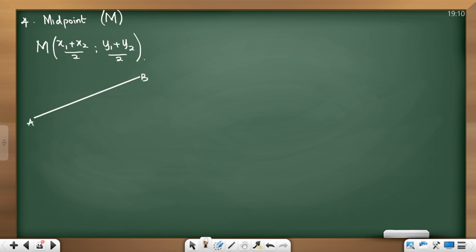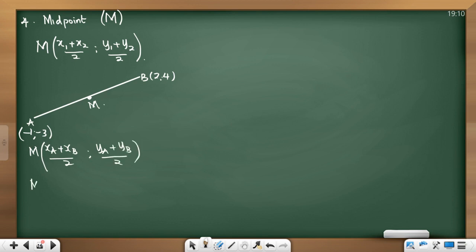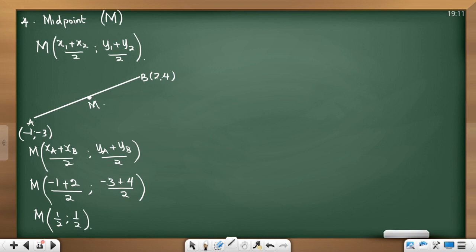So if I have A and B there, negative 1, negative 3, 2, and 4. If I have the midpoint M, what will it be? The midpoint M would be XA plus XB over 2, YA plus YB over 2. Remember, I like to do this so that I don't mix my X and Y. All right, what would I have? What's the X value of A? Negative 1. X value of B? Plus 2 over 2. What is the Y value of A? Minus 3. Plus the Y value of B? 4 over 2. And what will this give us? 2 minus 1 would give me 1, so I have a half. And 4 minus 3, oh, it's actually a half and a half. Lovely. Done. We're just throwing in the coordinates and we're calculating.